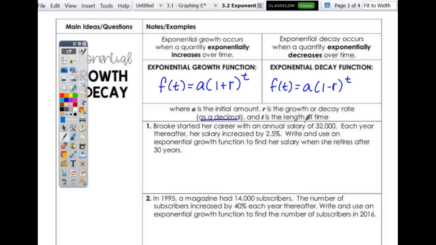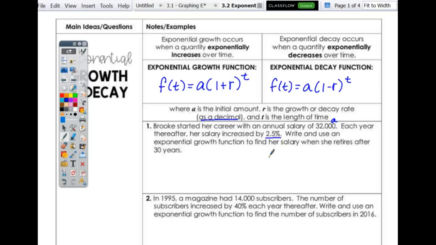So Brooke started her career with an annual salary of $32,000. So she started her career, so that's the A. Each year thereafter, her salary increased, so that tells me it's a growth, by 2.5%. Write and use an exponential growth function to find her salary when she retires after 30 years.